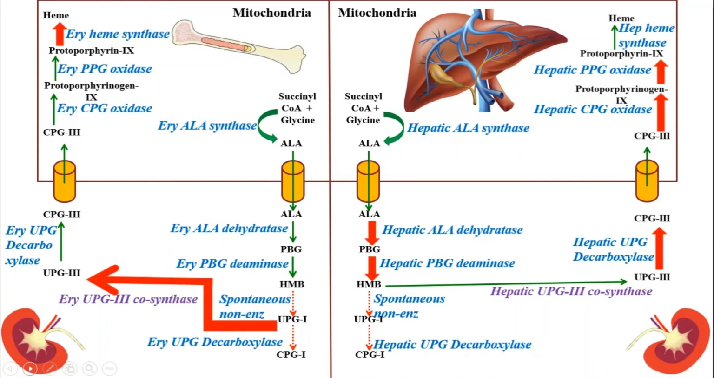As the product is a tetrapyrrole, the protoporphyrin 9 is a tetrapyrrole. Obviously it is. So here also photosensitivity is an important clinical manifestation. As it is an erythropoietic variety, anemia is definitely there. And hepatic heme synthase or hepatic ferrochelatase is absolutely normal here.